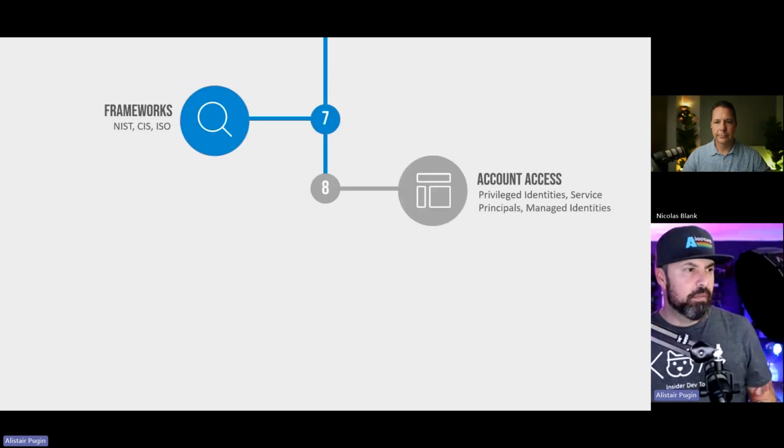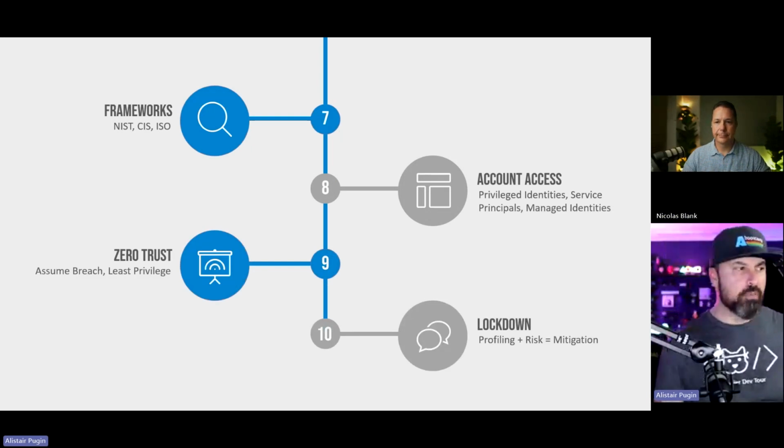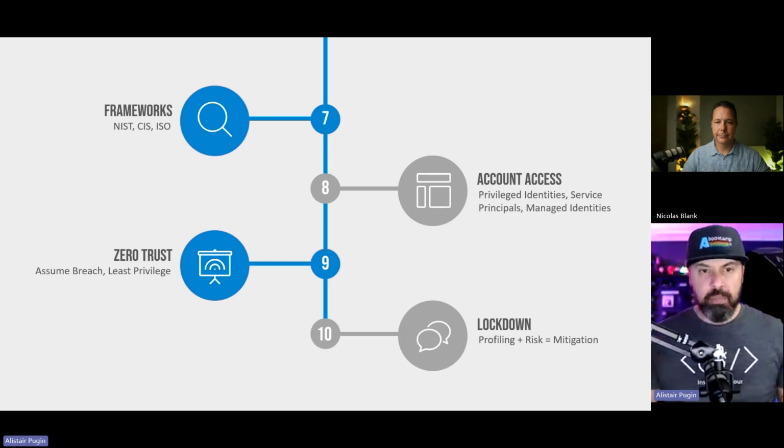The last four, right? Now, on the left-hand side, you've got frameworks and zero trust. It's really important for you to understand that you don't start from zero. And you've seen that other slide around CIS. And also, if you're not going to comply to frameworks, at least look at zero trust, right? We built the zero trust adoption framework with Microsoft sometime last year, but understand the tenets of zero trust: assume breach, least privilege, and a few others. Nick, do you want to talk to account access and lockdown?